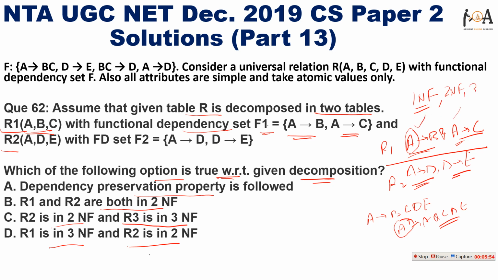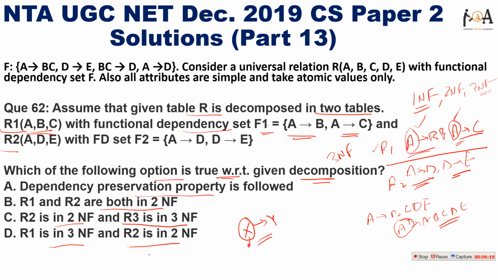Now let's go for 3NF. For 3NF, transitive dependency should not be there. Or suppose X tends to Y is there, then for 3NF the left part, that is X, should be your super key. So here A is a super key. So R1 is 3NF. It is clear. R1 is 3NF.